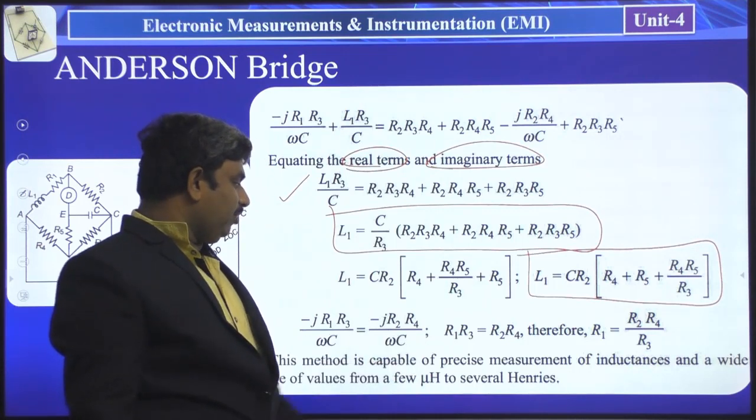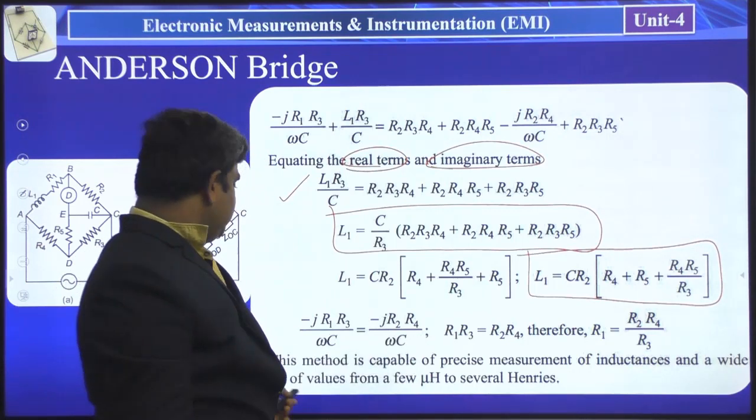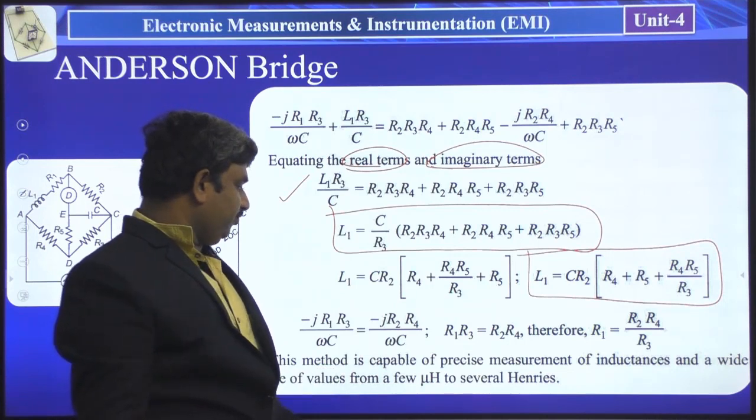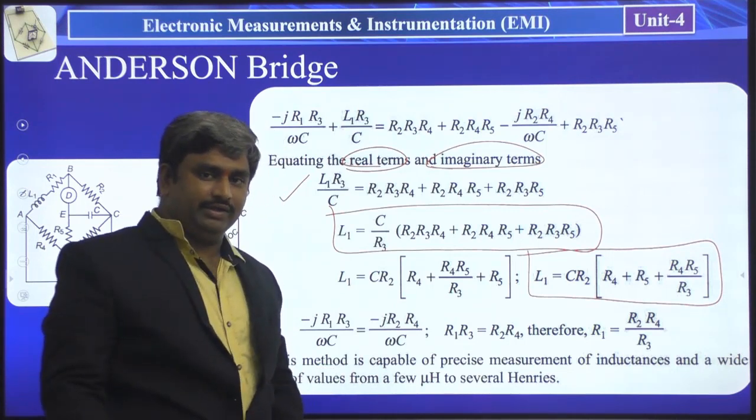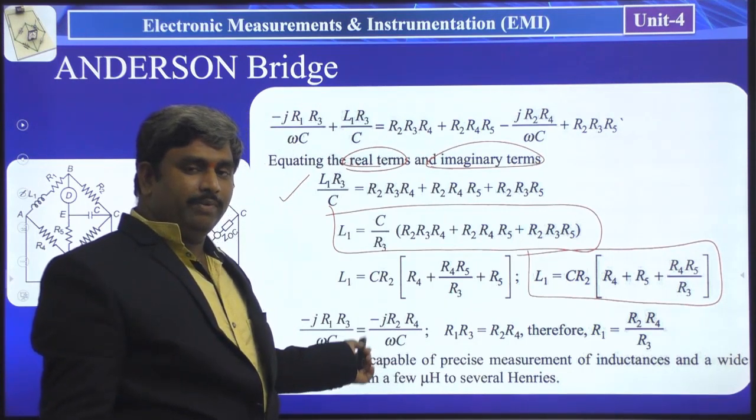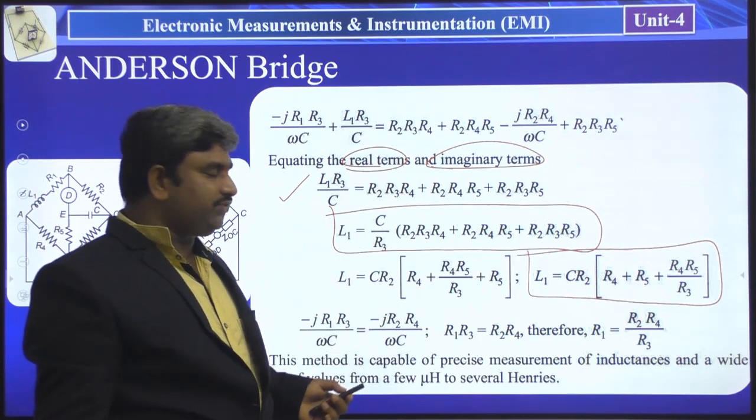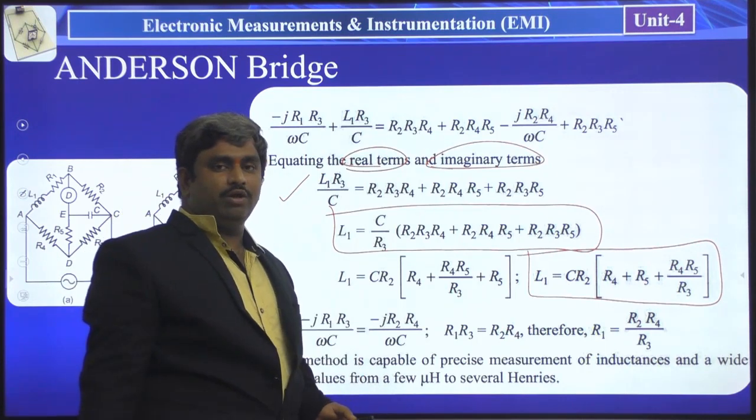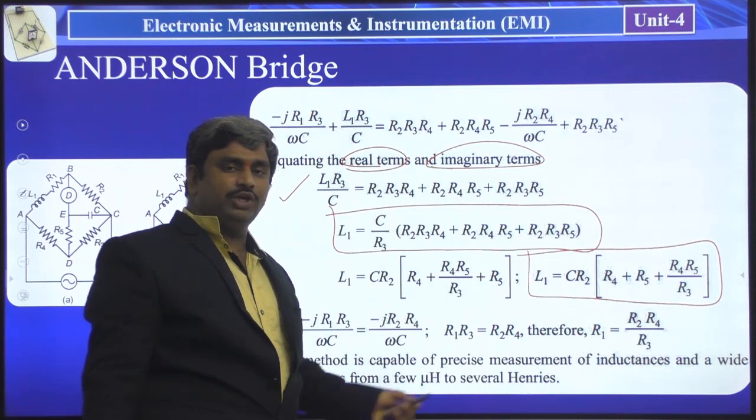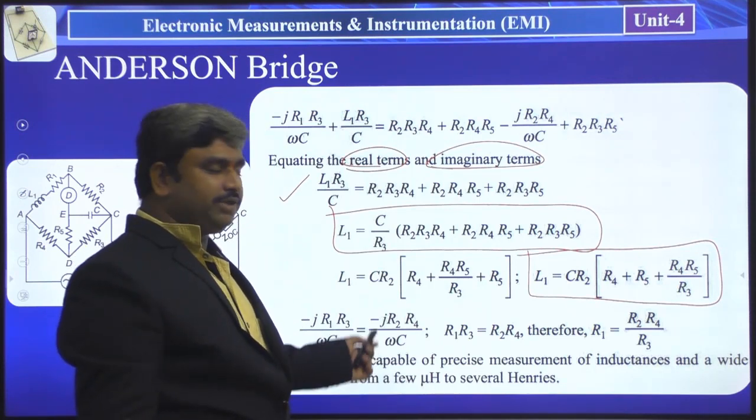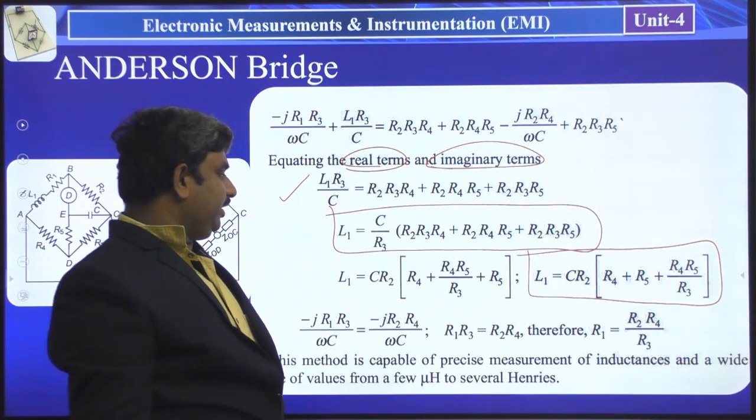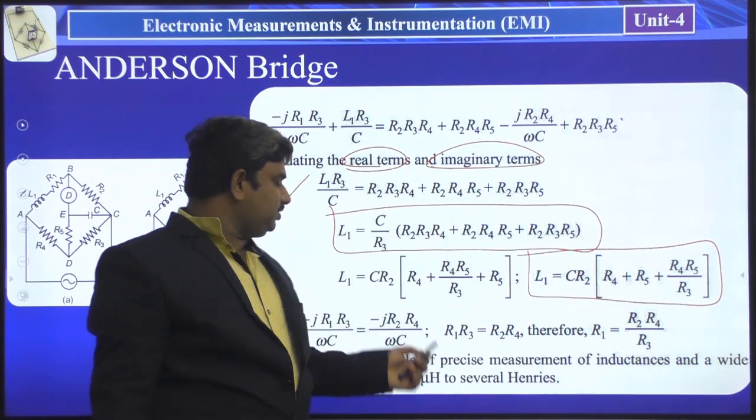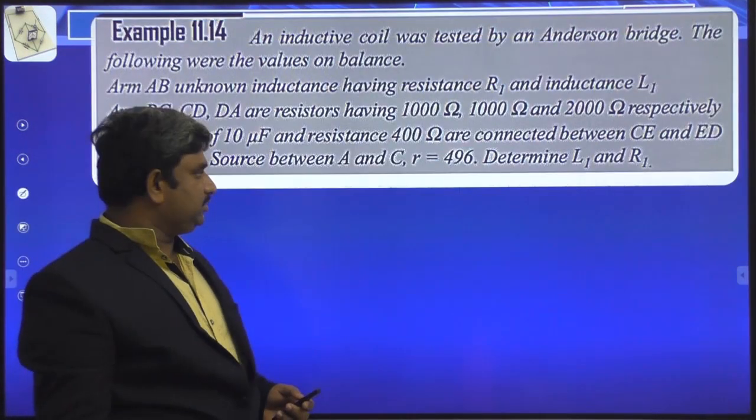This method is capable of precise measurement of inductance over a wide range of values from a few henries to several henries. So basically, finally, we measured the unknown inductance value from this methodology. So this is the bridge balancing condition, and these are the expressions we have obtained finally. So we have taken R1 values and we have taken the L1 values.